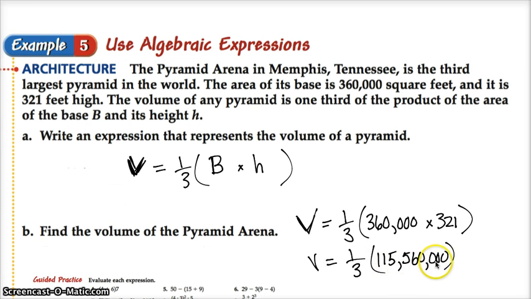When we do so, we get quite a large number, 115,560,000, and then we're going to multiply that by 1/3, which in essence we know means to divide by 3. And when we do that, we get 38,520,000 feet cubed, because we're talking about volume.